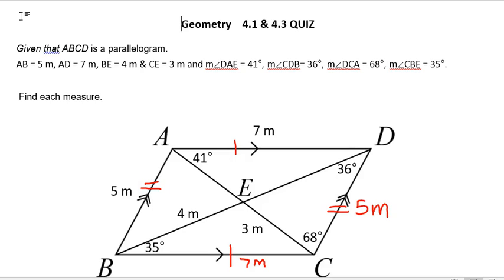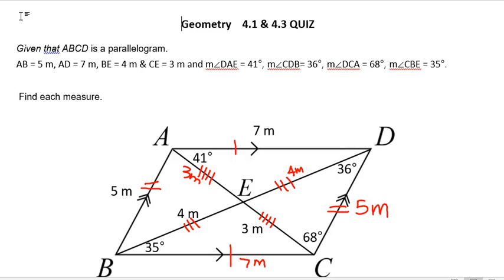Then I know that diagonals bisect each other, so that means that BE here is congruent with ED here, so that's also 4 meters here. I also know that EC, this one down here, is congruent to EA, so I know that this one is also 3 meters here. So those lengths we know. Now we're going to go on to the angles.